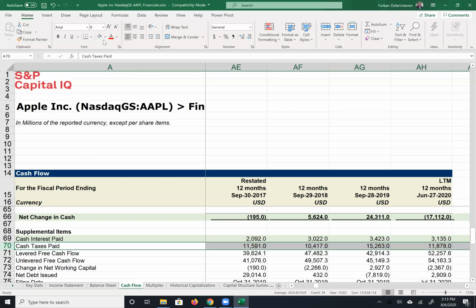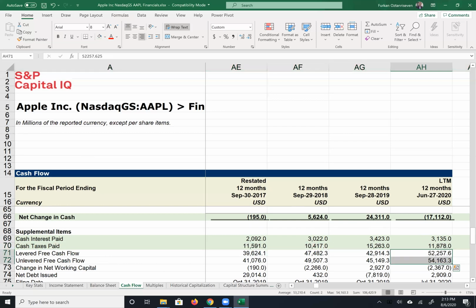Taxes paid cash $11.8 billion. And you can see the levered and unlevered free cash flow. And you can see that the company generated $52 to $54 billion, depending on levered or unlevered free cash flow.